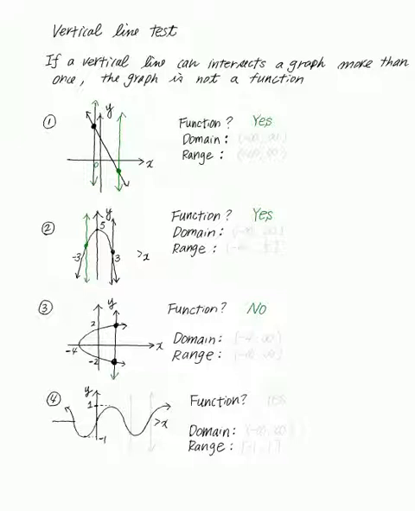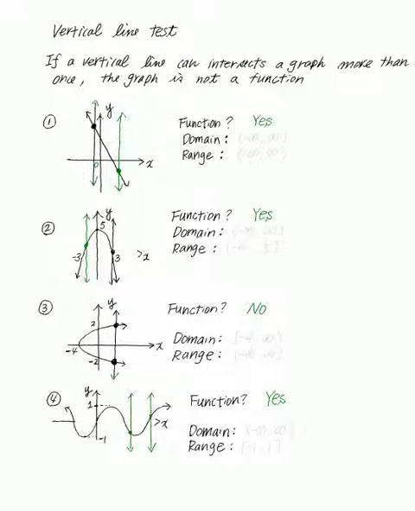This next graph is what's called the sine wave. As wavy as it is, every vertical line crosses it at exactly one point. In this case, it is definitely a function. Let's go back up to our first example. Our first example is a straight line. And we're going to talk about what the domain is.